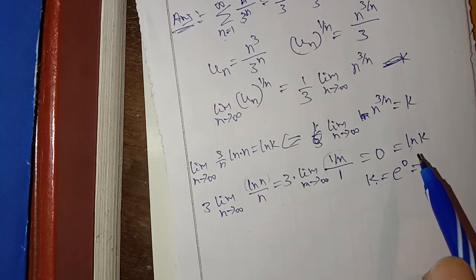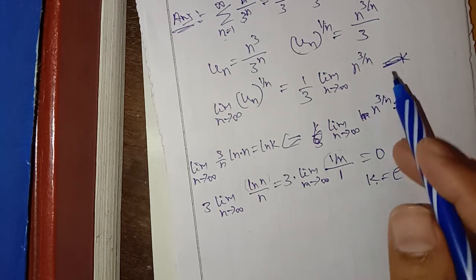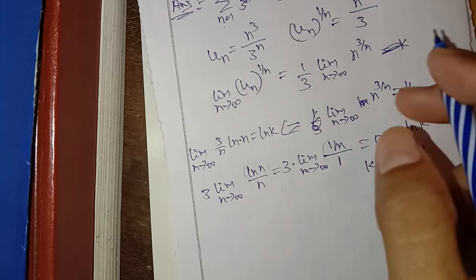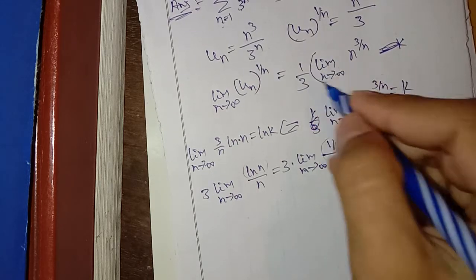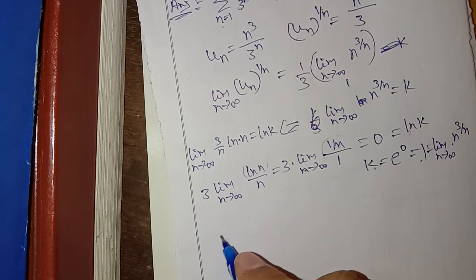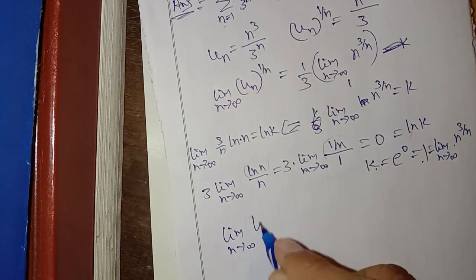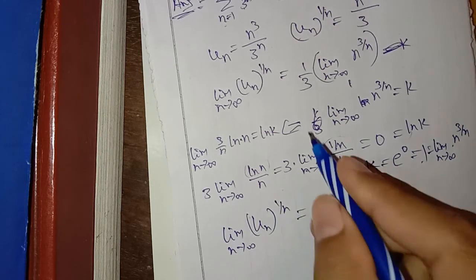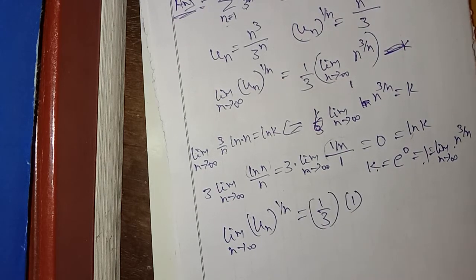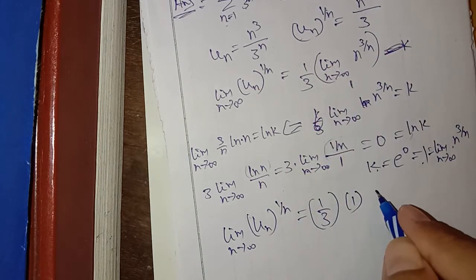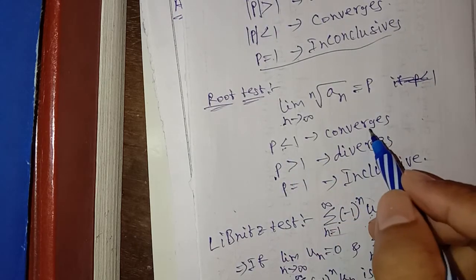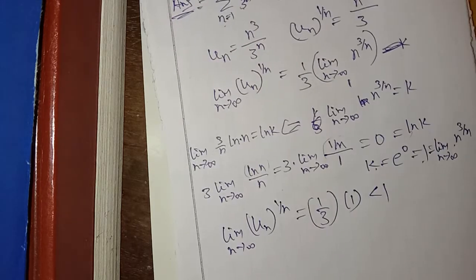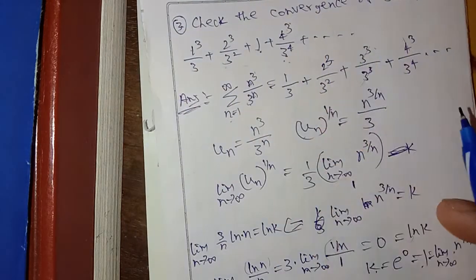So if k is equal to 1, k means limit n tends to infinity n raised to 3 by n is equal to 1. So in the place of this, we can put 1. So limit n tends to infinity n raised to 1 by n, that is equal to 1 by 3 into 1. So this is less than 1. By root test, if p is less than 1, then it converges. So we can say that this series converges.